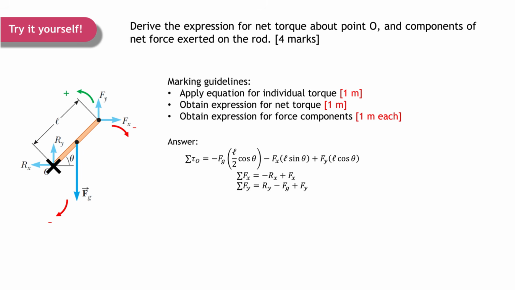Now, try this question on your own. Derive the expression for the net torque about point O, as well as the horizontal and vertical components of the net force acting on the rod. Start by identifying the rotational axis at point O. Calculate the torque produced by each force, assign the correct sign based on its direction of rotation, and then sum all the torques. Next, resolve all the forces into their x and y components, and apply Newton's second law by summing the forces in each direction.